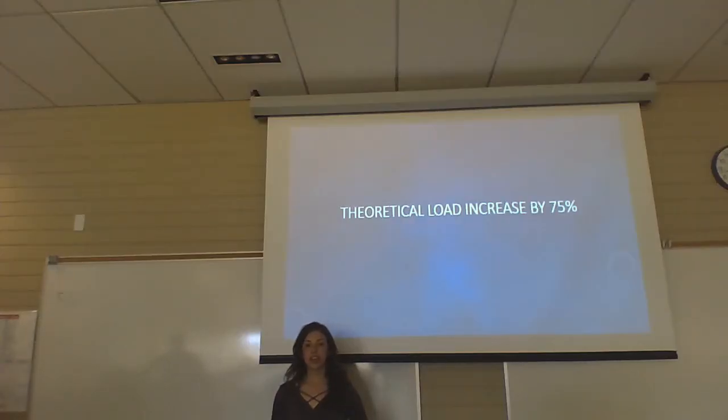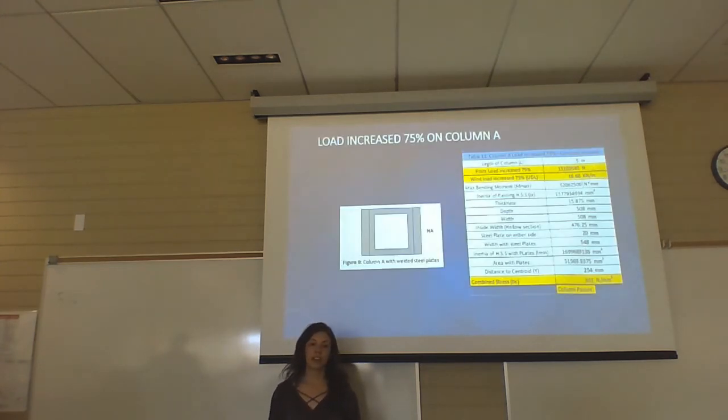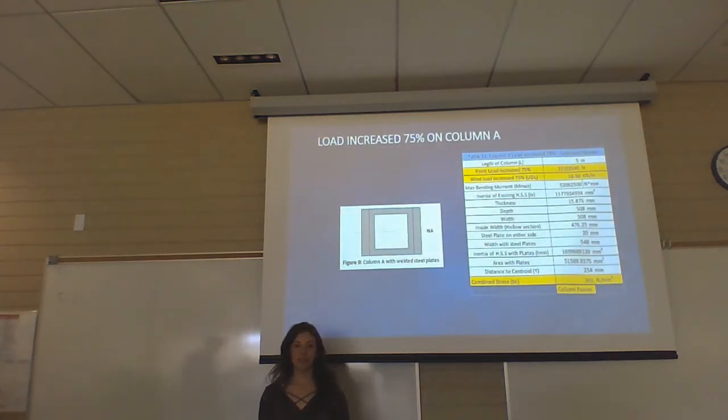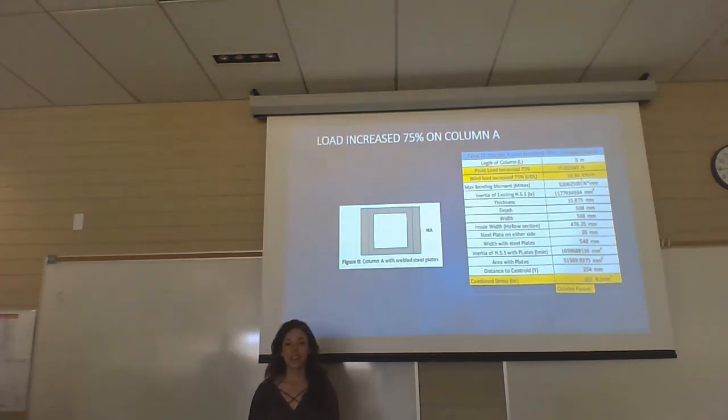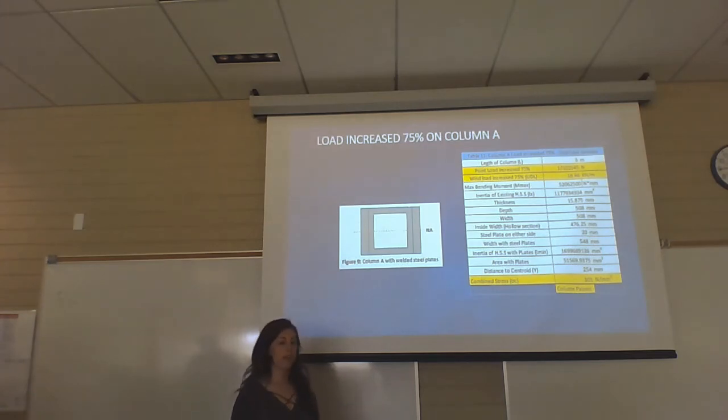Next, we will look at the theoretical load if it was increased by 75%, and we'll analyze that for both columns and the beam. The first column analyzed with an increased load of 75% was column A. To increase the load, you multiply the original load on the column by 1.75. With this value, we can plug it into Euler's equation and solve for a new I required.